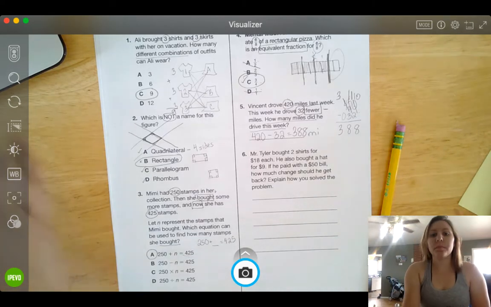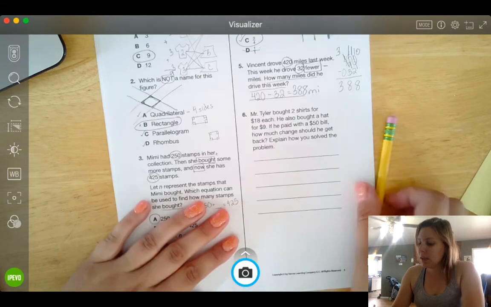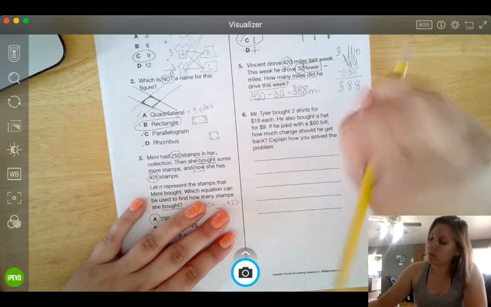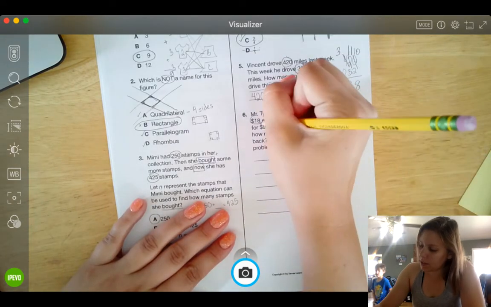All right. Number 6. Mr. Tyler bought 2 shirts for $18 each.